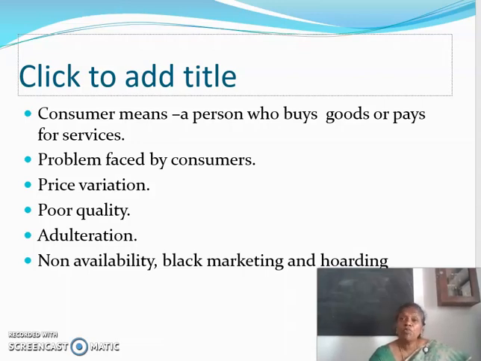Next one is poor quality. It is very difficult nowadays to get a good, best or genuine product. All the products are being adulterated, and sometimes we may see that a popular brand name has been used for a poor quality product.